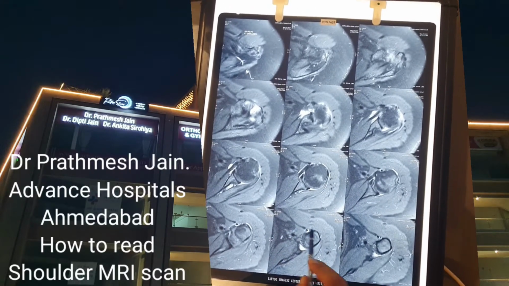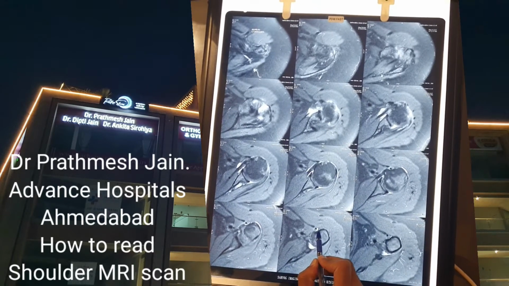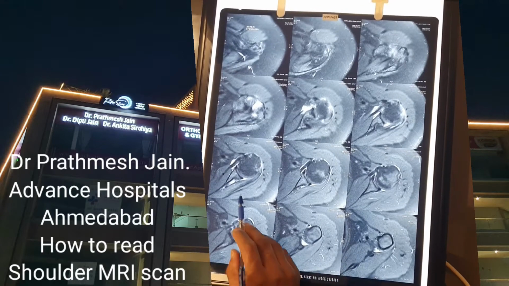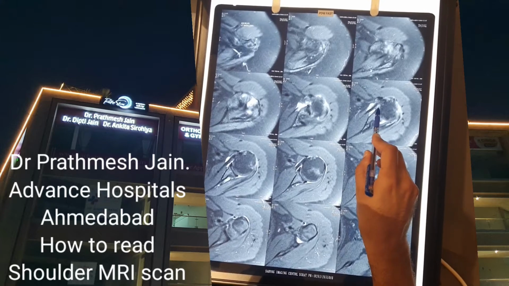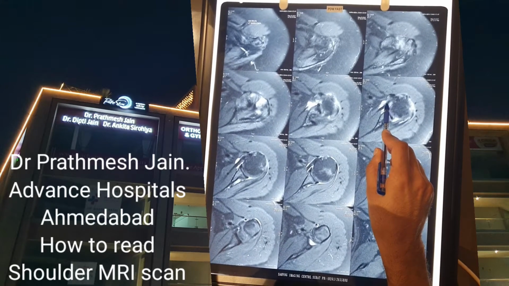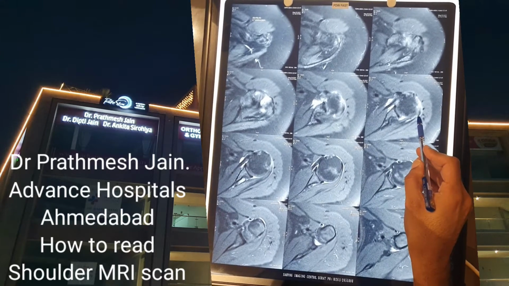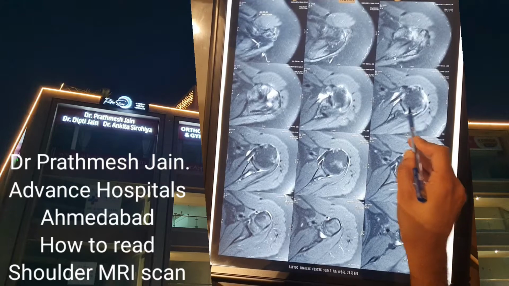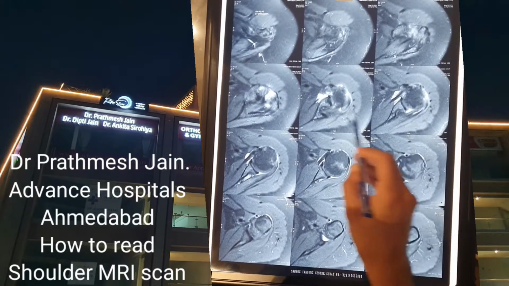Here you can see the biceps tendon is in the groove, and a little bit of fluid surrounding the biceps tendon. When we go from down to upwards, we can see that the uppermost fibers of the subscapularis are involved, and the posterior fibers of the infraspinatus are also involved. So we have something going wrong here and something going wrong here.